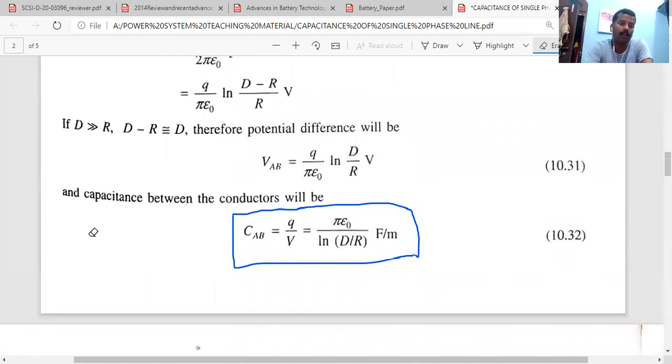Right. Now capacitance between the conductors will be simply total charge on the conductors divided by the voltage difference between the conductors, and we have calculated the voltage difference between the conductors A and B will be Q upon pi epsilon naught ln d by r. Hence, the capacitance between points A and B will be simply Q upon V, and this will become pi epsilon naught upon ln d by r. This formula you have to remember forever. Okay.